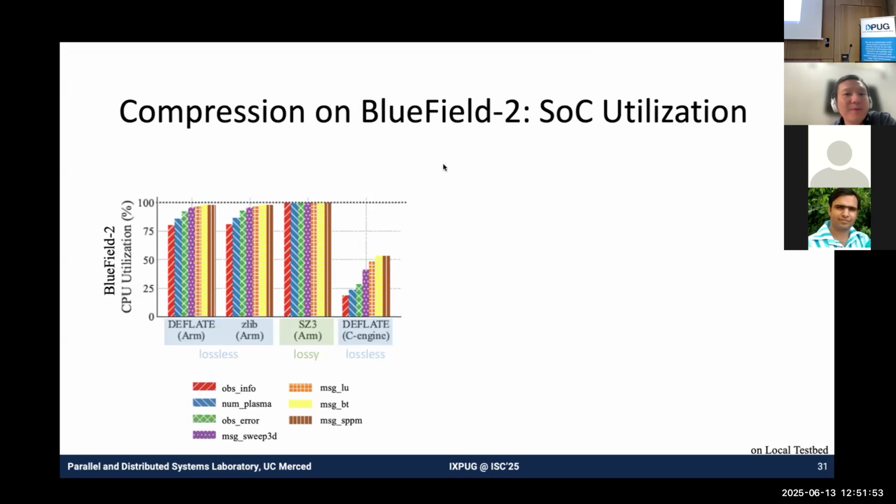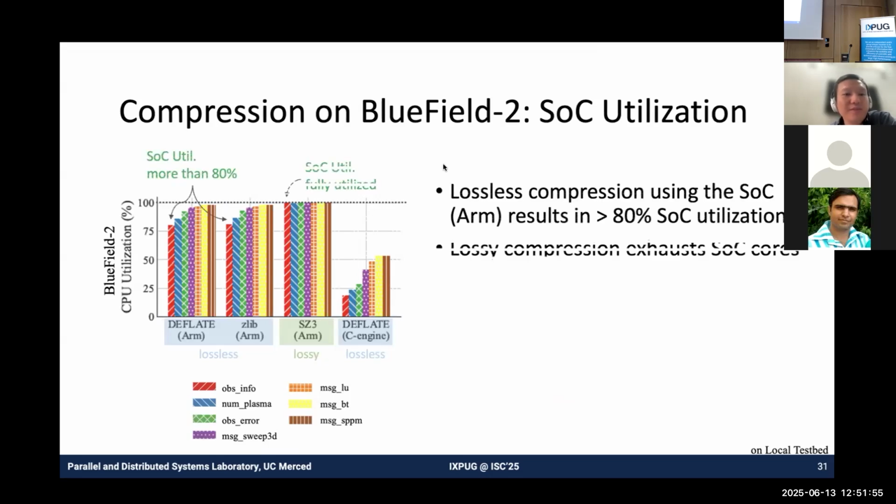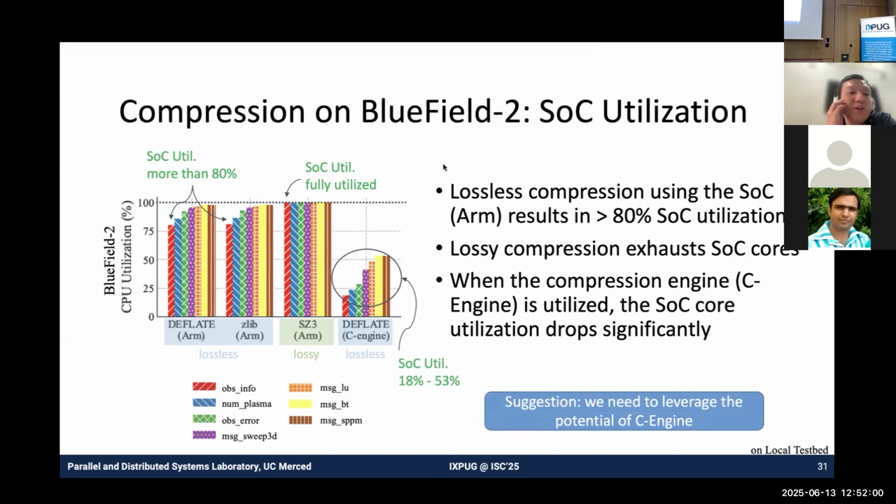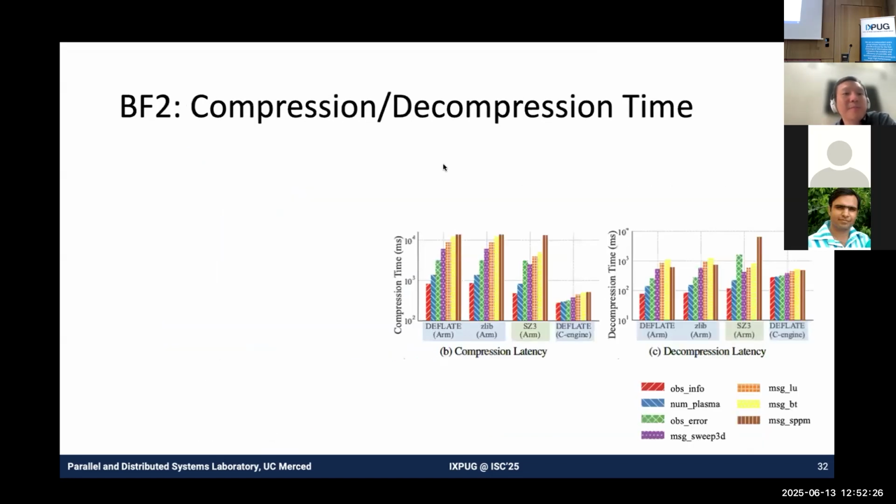So let's observe what happens internally. First one, we use different ways to compress the data, like deflate, zlib, or LZ4, those kinds of things. And then we use ARM cores, also the compression engine. The compression engine is the hardware accelerator available in BlueField 2. Here I will skip the details. The suggestion I'm going to give you is, if you use the compression engine, which is the C engine we showed over here, you can significantly improve your performance and reduce the SoC utilization.